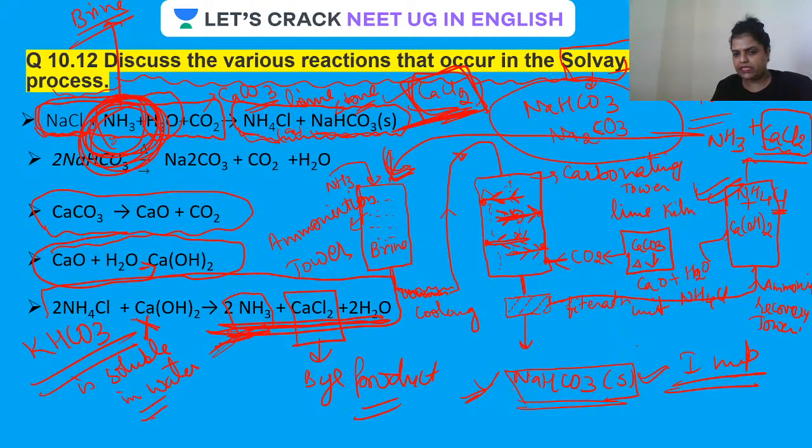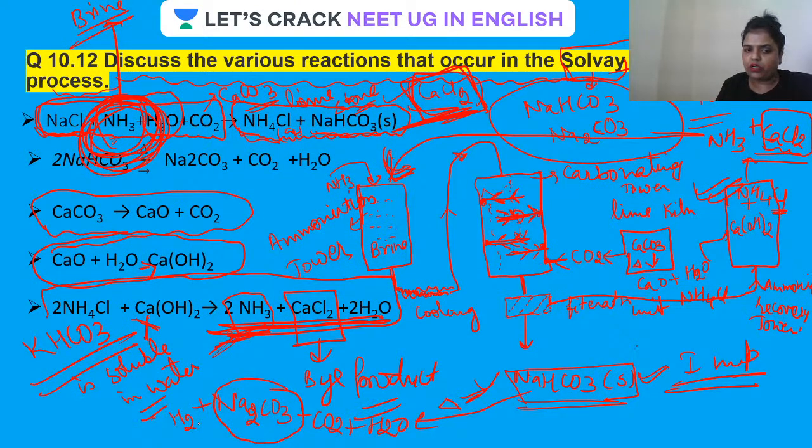Now what is done with this NaHCO3? First of all, it is heated. Very, very important point. This is first of all heated and we get sodium carbonate, because bicarbonate salts are unstable to heat. They undergo decomposition into Na2CO3, CO2 and water, guys. And once again, the sodium carbonate so produced is dissolved in water and saturated with CO2.